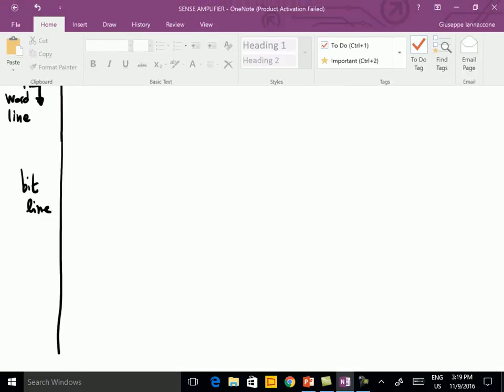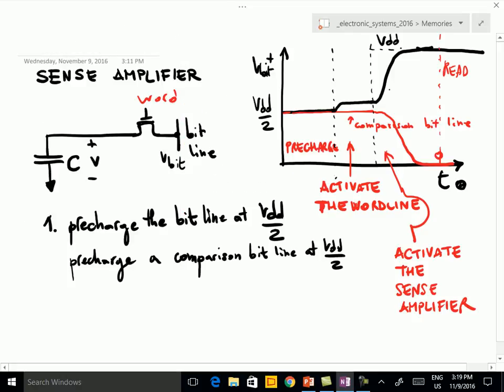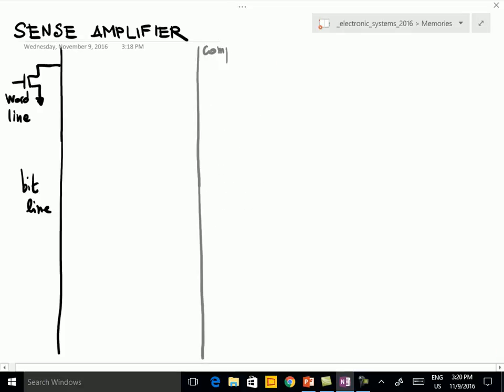Now we need another bit line. For example, a bit line which let me write in gray. This is the comparison bit line. Okay. I use a comparison bit line in order to have everything symmetric. The comparison bit line is connected to another set of memory cells, and let us assume that the word line in that case is not activated. So the voltage on the comparison bit line does not change.